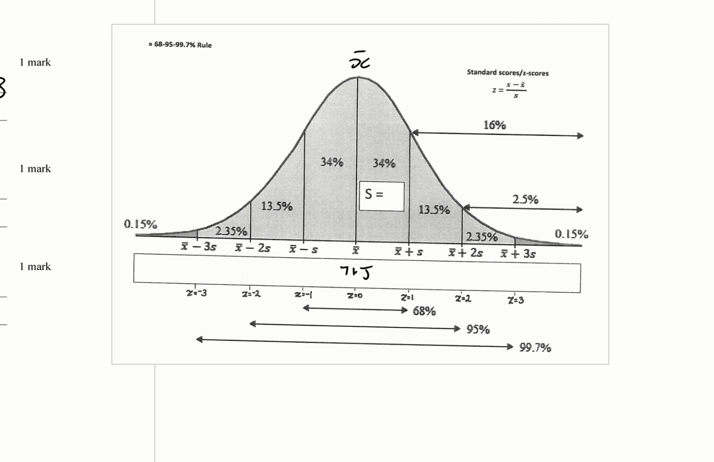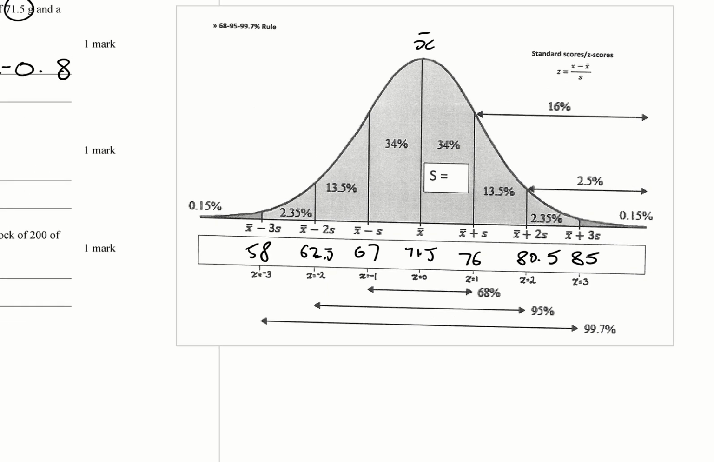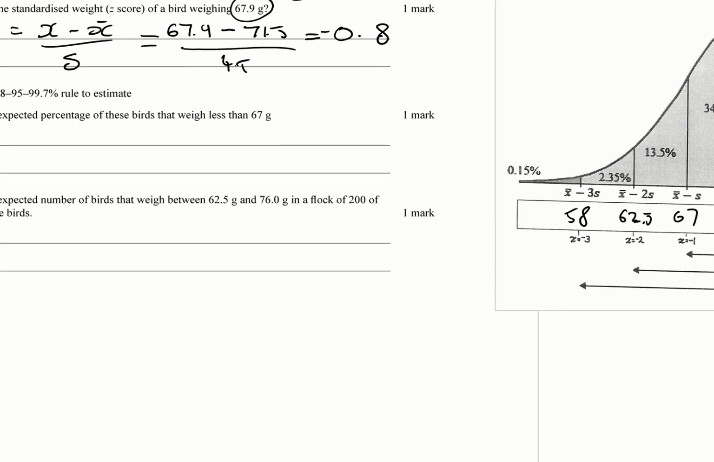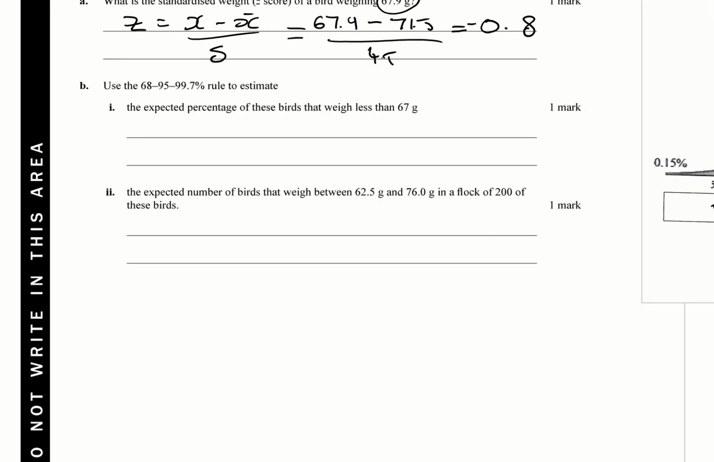So what I'm going to actually write is 71.5, then 67 because it's 71.5 minus 4.5, and then it'll be 62.5, and then it'll be 58. Going on the other side, it's going to be 76, 80.5, and 85. And the reason I'm doing that now is to show you why, in a moment, that'll become pretty evident.